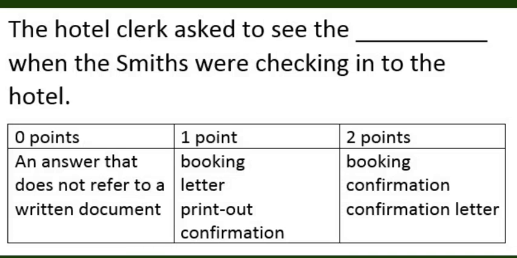Not enough information. The printout, okay. Again, not enough information. The confirmation, again, the confirmation what? They could have also written the email, also the confirmation email instead of the confirmation letter. But look at what the 0 point says: an answer that does not refer to a written document. All of these documents I'm giving points to are something written, associated with what this clerk would want to see. If they put an answer there that does not refer to a written document, I'm not giving it any point.